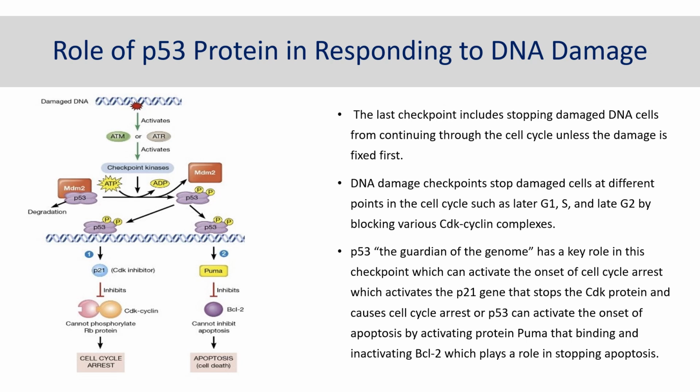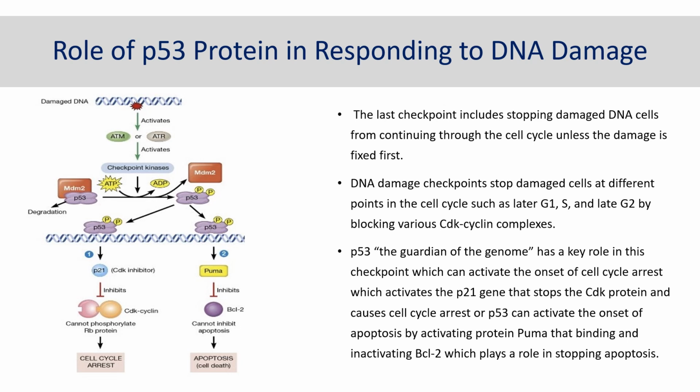arrest pathway, and that is where activated p53 will activate a protein p21 that stops CDK from binding to cyclin, which forms a CDK cyclin complex, which then goes and activates the RB protein and promotes gene transcription, as we saw earlier. Since p21 blocks CDK, gene transcription cannot occur and the cell cycle is stopped.